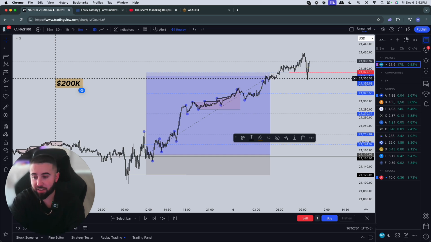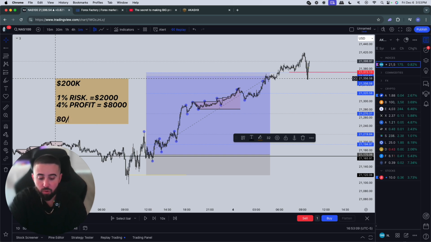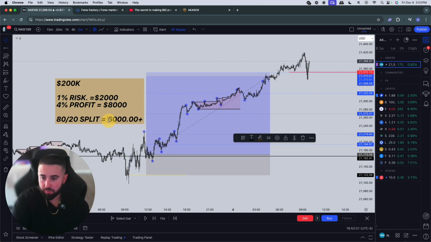And when you take a trade like this, risking 1%, that's risking $2,000 for a 4% profit, which comes out to $8,000. At an 80-20 split, you're basically keeping a little over 6,500. Definitely more than 6K, because 6K is 75%. So 6,000 plus profit after profit splits and everything off of one trade.